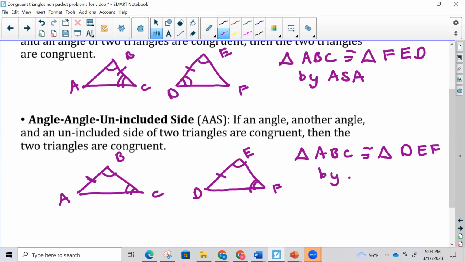And this one would be angle, angle, side. So just notice the difference because these are different theorems. When the tick mark is between the two angles that are marked congruent to the other angles, then it's angle, side, angle. And when it's not directly between, then it's angle, angle, side.